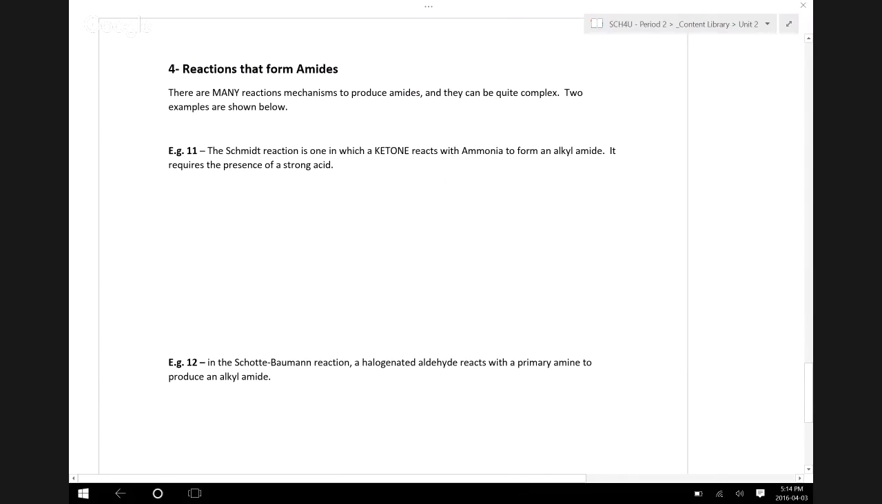The first is called the Schmidt reaction. And in the Schmidt reaction, we take a ketone and we react it with ammonia to form an alkyl amide. And you can pick a ketone of your choice. I am going to pick this particular ketone. All right? And we would know that this is 1, 2, 3, 4 carbons. So this would be butan-2-one. Right? And in this reaction, we react a ketone with ammonia, NH3.